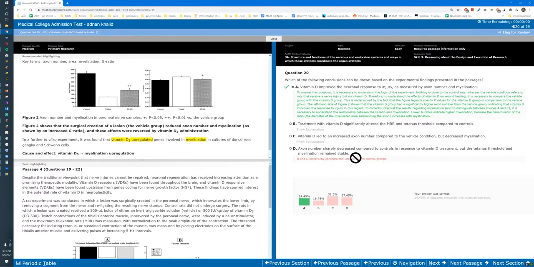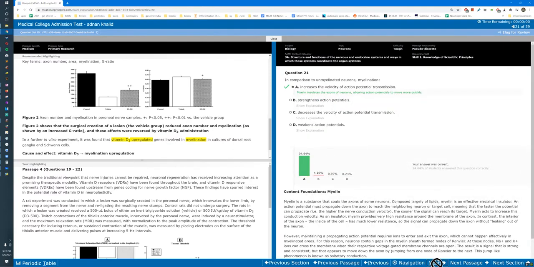Axon number sharply decreased compared to controls in response to vitamin D. Okay, you can't do anything with controls here because you can't make any comparison because they weren't injured. I guess you can't compare apples to oranges. I mean, you should know this. How is this tough? This is straight up discrete. Everyone should know this, okay?